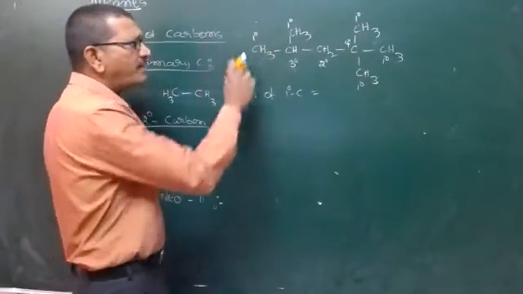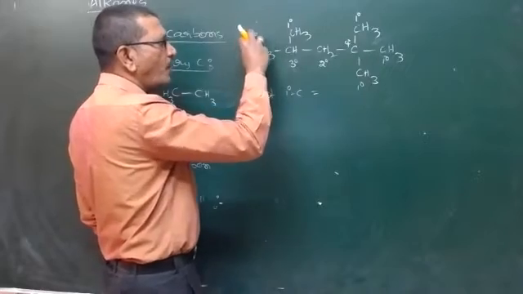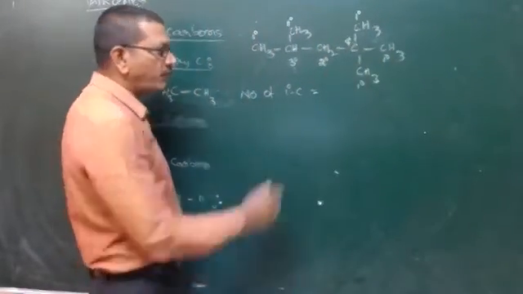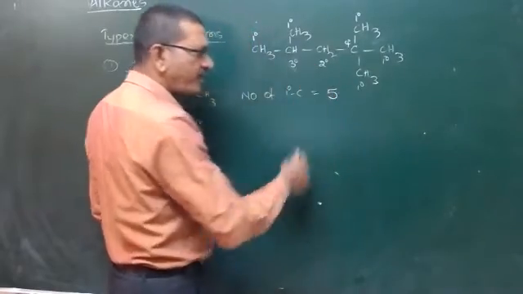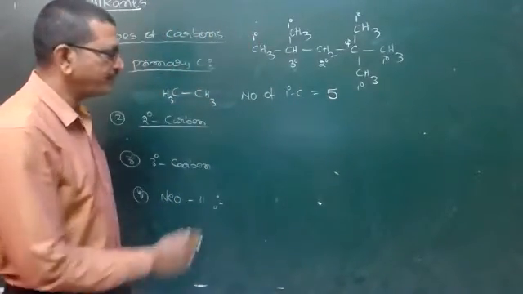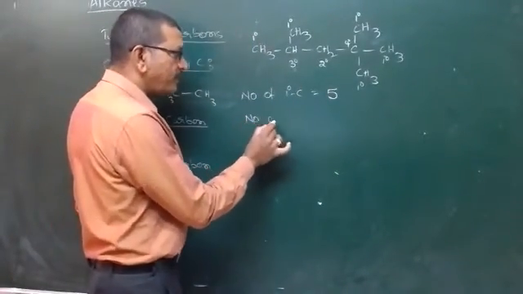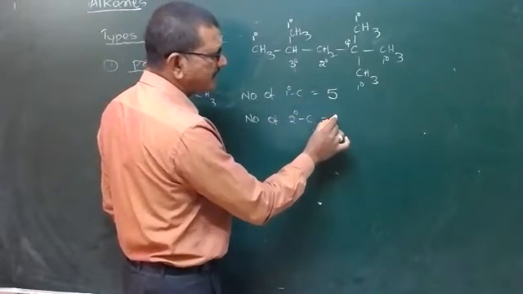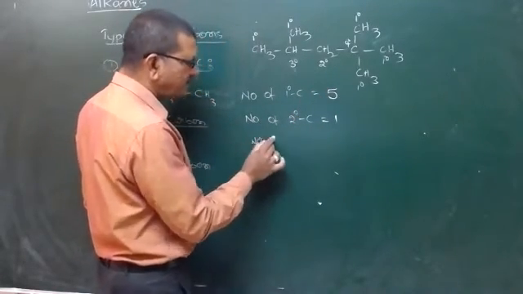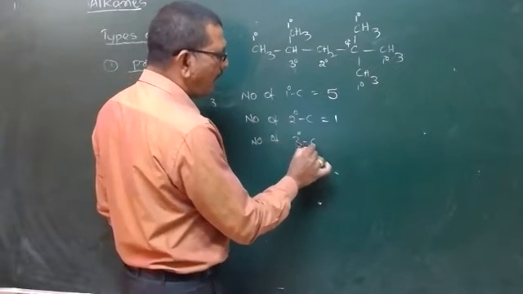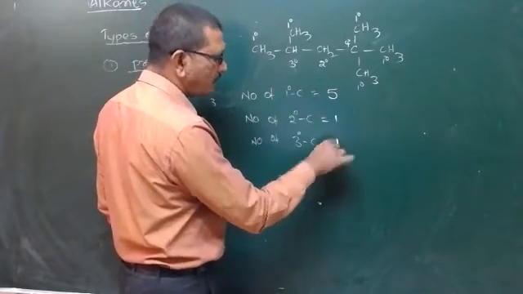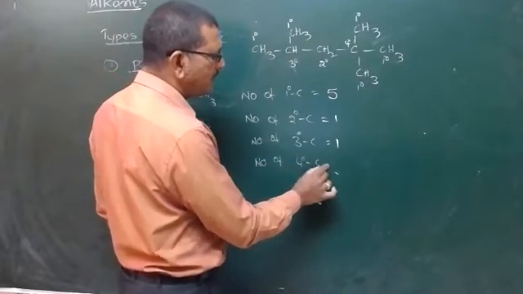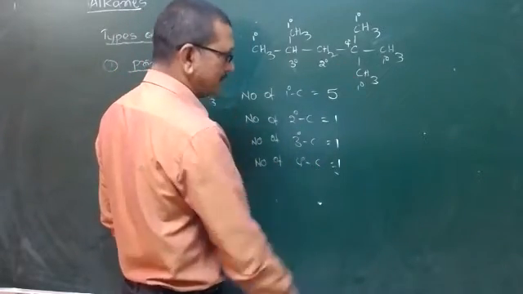How many primary carbons are present? 1, 2, 3, 4, 5. So the number of primary carbon atoms is 5. The next one, number of secondary carbon atoms. How many secondary carbons are present here? 1. Number of tertiary carbon atoms? 1. Number of neocarbons, that is quaternary carbons? It is also 1.